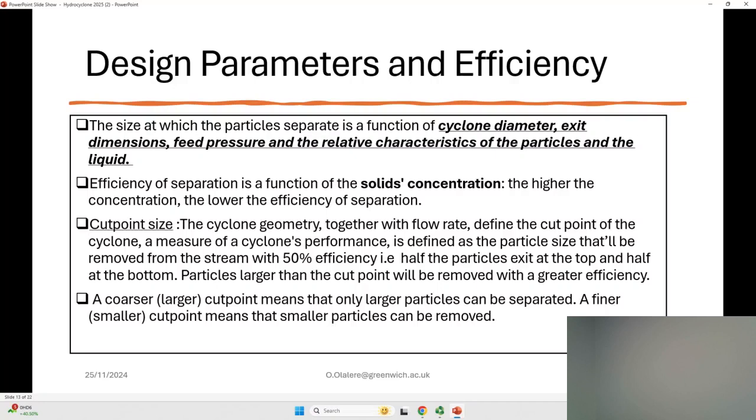Look at this. Particles larger than the cut point size will be removed with greater efficiency. Anyone getting above 50% will pass and go, but anyone getting below 50% will be retained. Do you understand that scenario? The same thing is applicable to cut point size. We were talking of cut point mark now, but we are talking of cut point size.